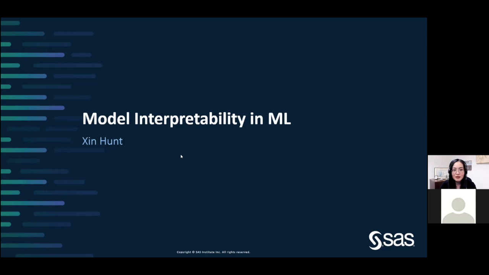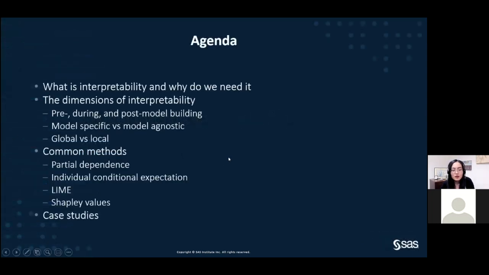I'll be talking about model interpretability today. And let's see. So the agenda today will start with the basics. What is interpretability and why do we need it? And then we'll talk about some of the dimensions of interpretability, like different types of interpretability methods and several things we should consider while we're doing model building.